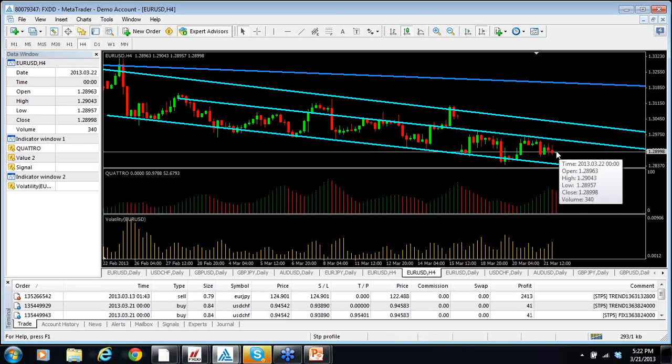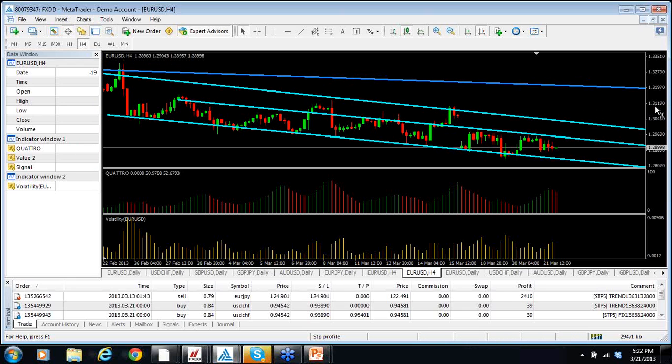Okay, so we could have a breakout to the upside or to the downside as far as the FxEdge Quattro is concerned, but it's a lower probability trade. It's a 50-50 shot. It's not really a high probability as far as I'm concerned. But it's not a bad trade. Like the one down here, this was just a bad trade.